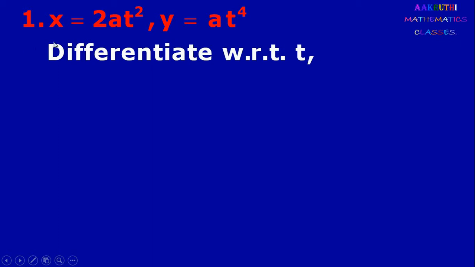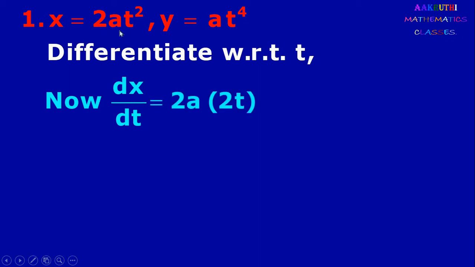First we find dx by dt. Now here dx by dt is, 2a is constant, t square differentiation is 2t. So it is 2a into t square differentiation, which is 2t. And we can multiply this. 2 into 2 is 4, a into t, it is 4at.